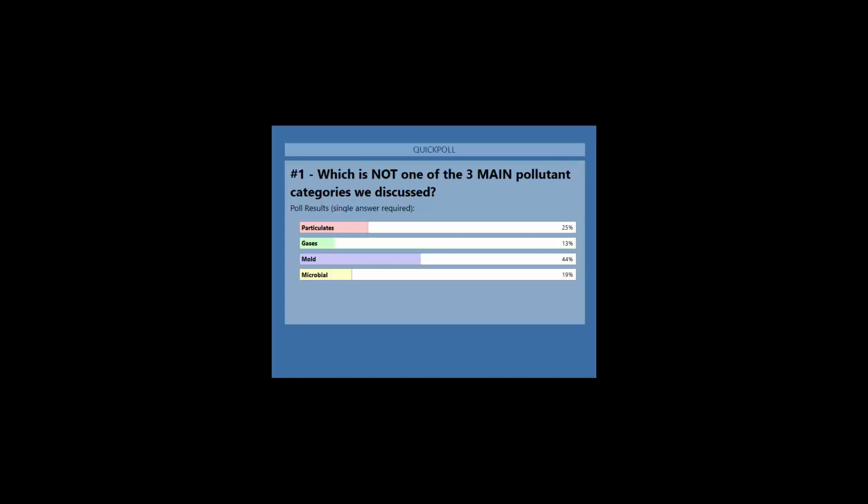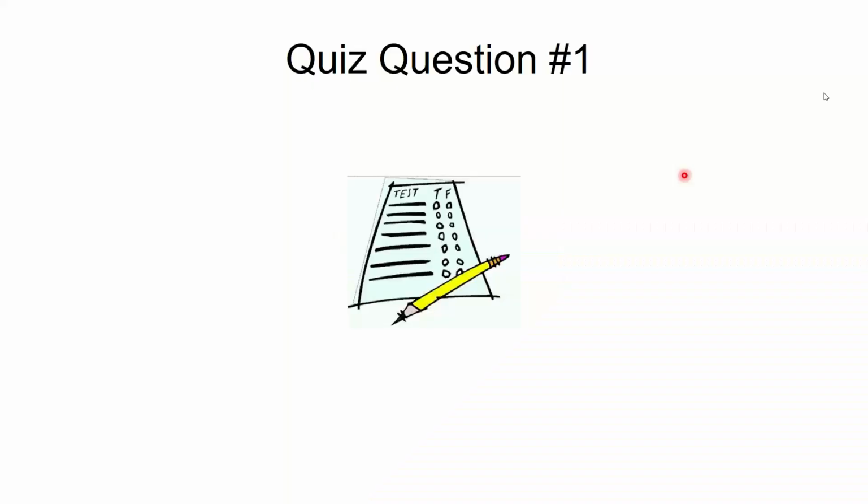Oh, here we go. All right. So, which was not one of the three main categories of pollutants? The main categories of pollutants were particulates, gases, and microbials. So the correct answer would be mold. Mold would be a subcategory under the microbial. I didn't think I made it hard, but apparently I made it too hard. All right. Try to give you better hints on the next one here. All right, let's keep on moving.